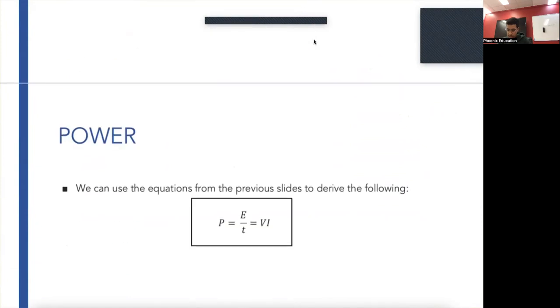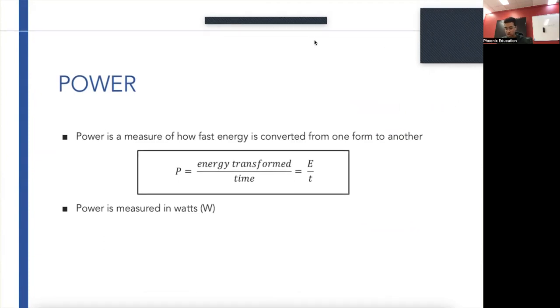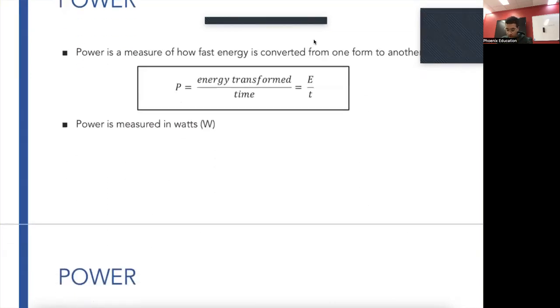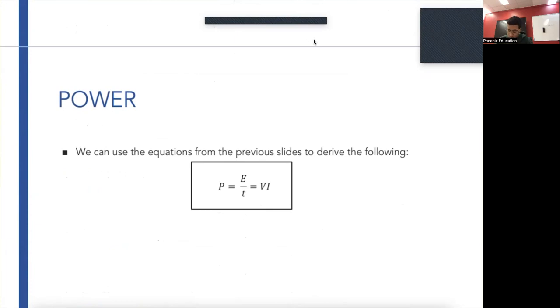Power is given by the rate of change of energy, E over T. For a circuit, if you want to calculate the amount of energy this circuit provides, power is equal to VI. This is another important formula. It just relates the voltage and current. So if this battery has 10 volts of energy and the current flowing through that circuit is 10 amps, then the power would be 100 watts.